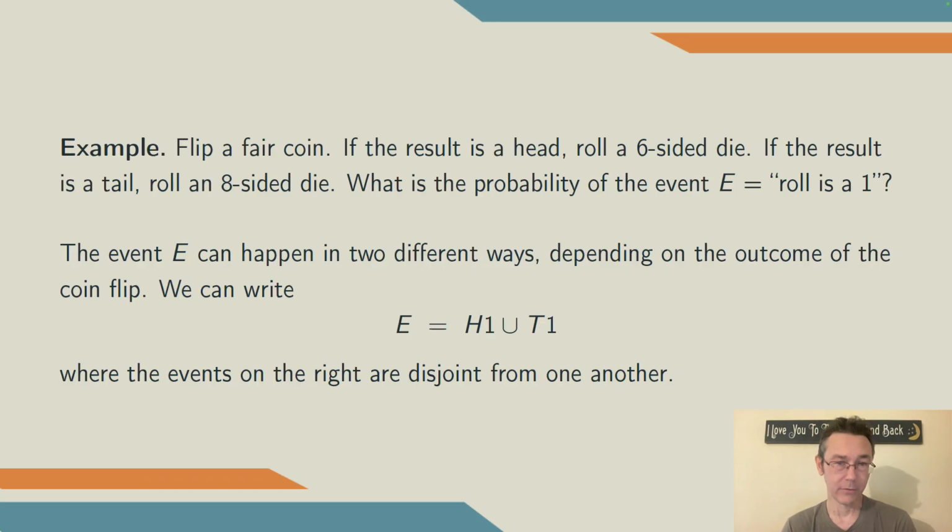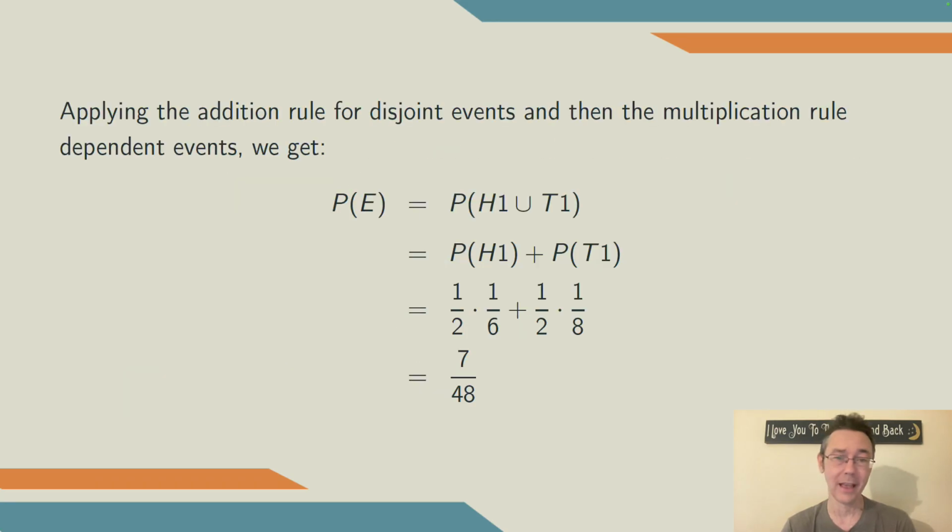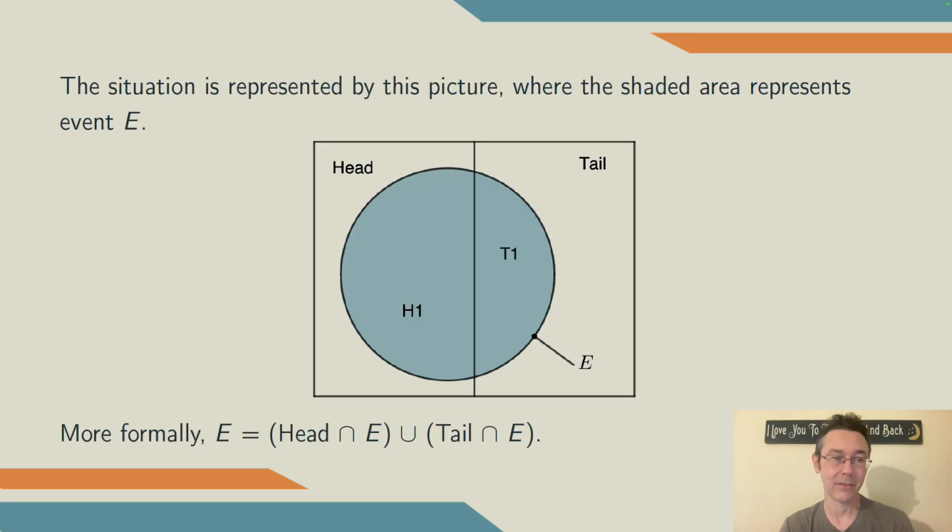So what we're going to do is find the probability of H1, the probability of T1, and then add those together. We compute the probability of H1 and T1 using the multiplication rule. So we take the probability of a head and then multiply by the probability of getting a 1, assuming that we got a head. Similarly, for T1, we take the probability of a tail, 1/2, and multiply that by the probability of getting a 1 in the case where the coin flip was a tail. After a little bit of simplification, we get the probability of E is 7/48.